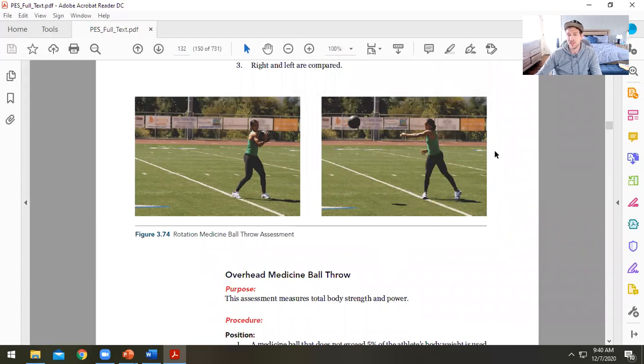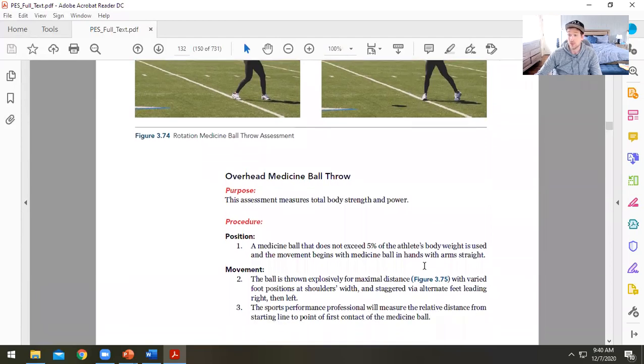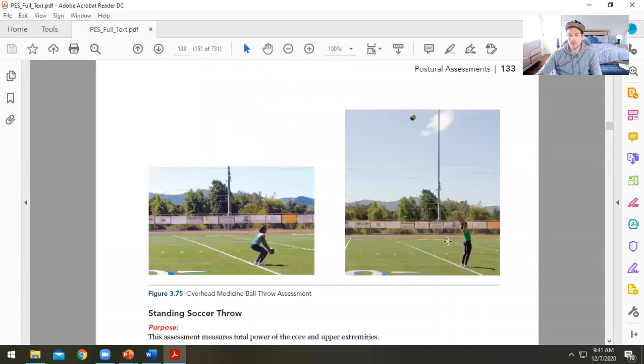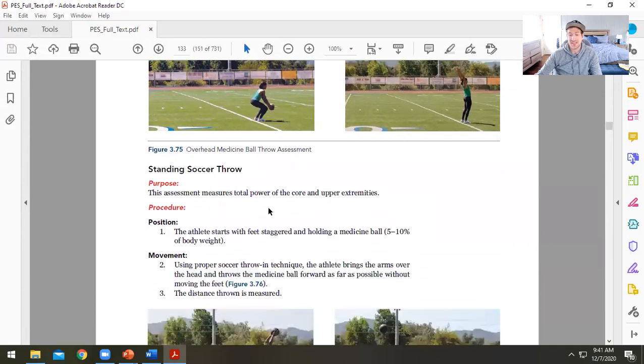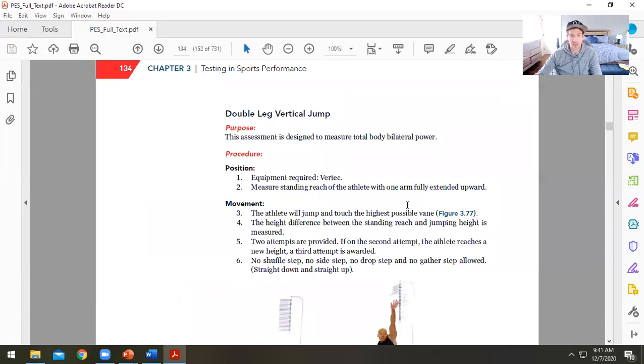This actually, I think they threw this into the new Army assessment. I think they threw that into where they redid the Army fitness assessment. Overhead medicine ball throw, or maybe it was this one. Overhead medicine ball throw, that's literally doing a reverse throw behind you as far as you can. Standing soccer throw, that's literally just chucking as far forward as you can.